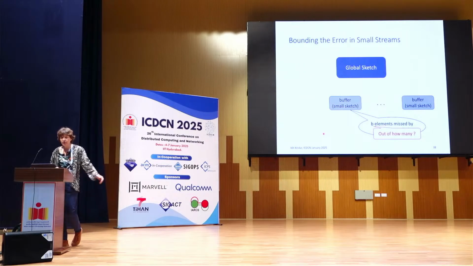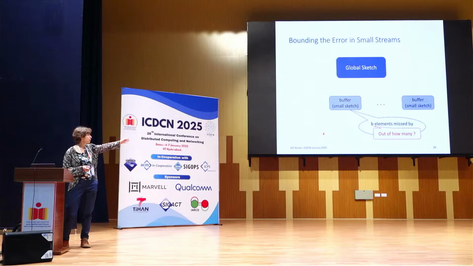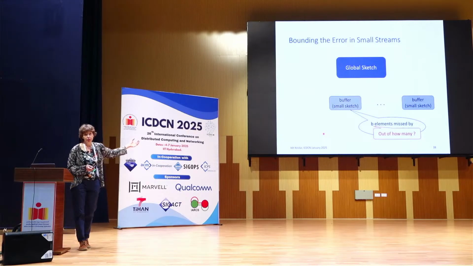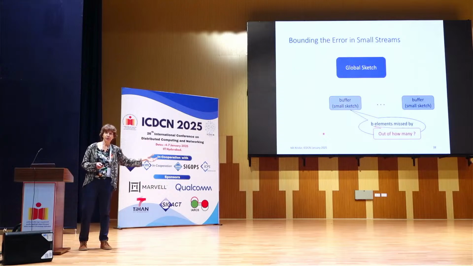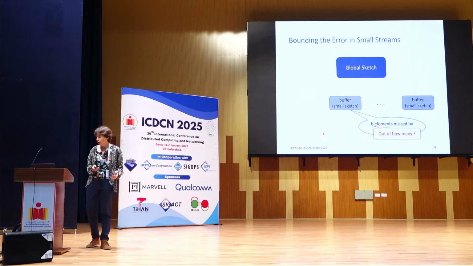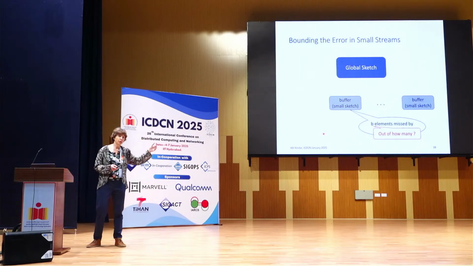So it might miss some of the elements in small sketches. It might undercount. The problem we encountered: as the stream gets big, the buffer size is negligible, the undercounting is negligible, and the impact on the error is small. What happens at the beginning when the sketch is small?